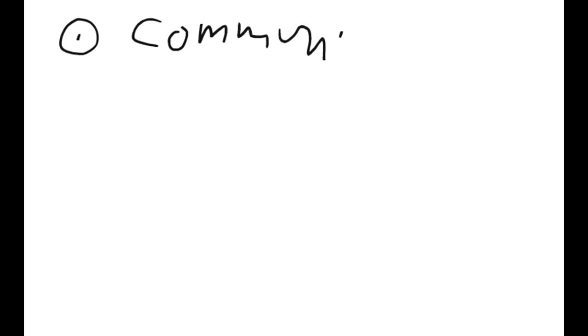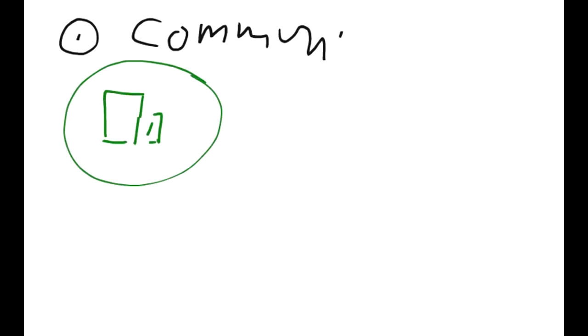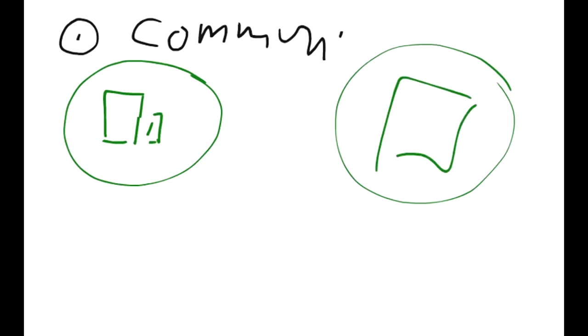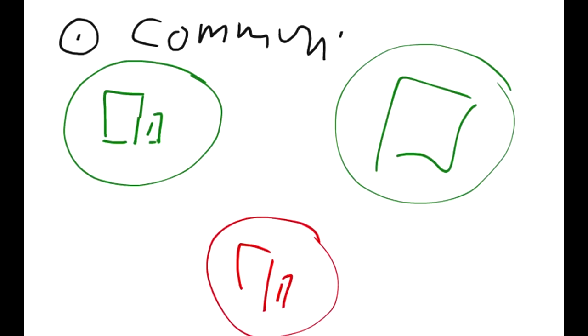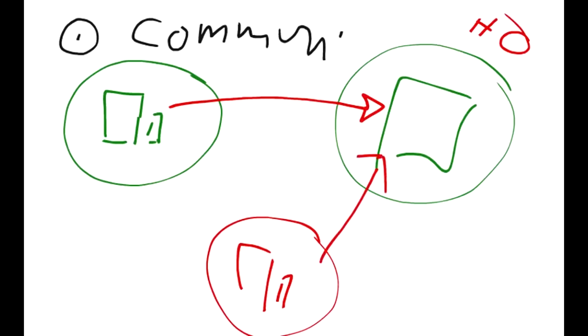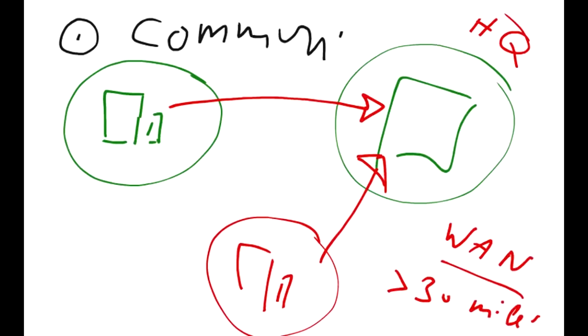So let us take an example. Let's suppose we have 2 branches of a bank in one city, the headquarters of the bank in another city, and a branch of the bank in city number 3. Now all the branches would like to share information with the head office. So we can create a network between the branch offices and the headquarters. And if the distance between them is greater than 30 miles, then this is an example of a WAN.